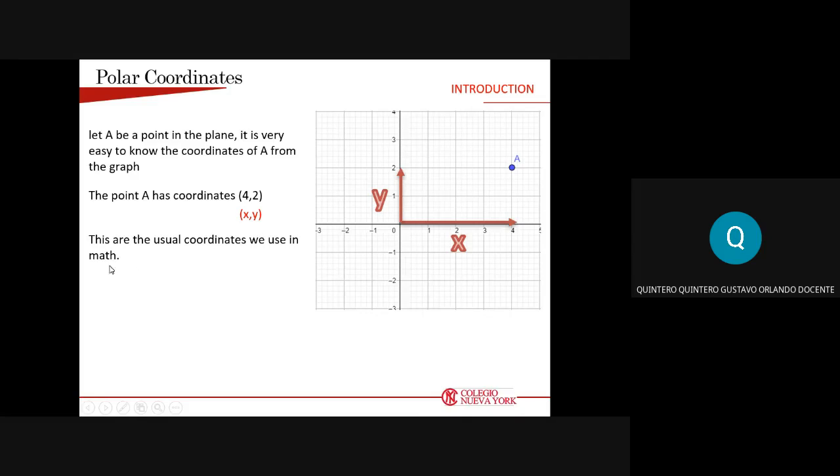These are the usual coordinates we use in math. We haven't seen anything different than these. These are called rectangular coordinates. Go ahead and write this down somewhere. Rectangular coordinates. Why? Simple, because if we were to count it, look at this. The point kind of makes a rectangle with the coordinates. So this is exactly why we call them rectangular coordinates. We can say this rectangle has a width of 4 and a length of 2. So we can kind of describe a rectangle here.